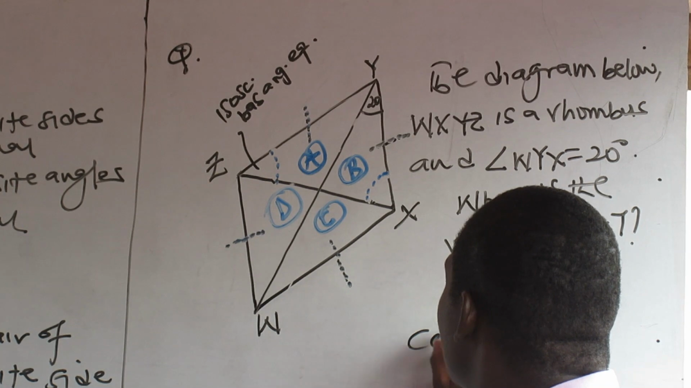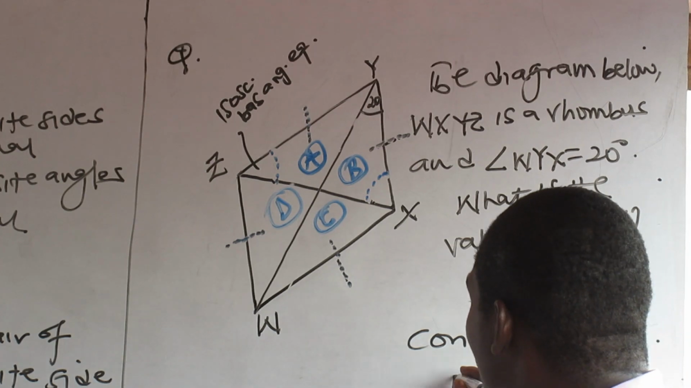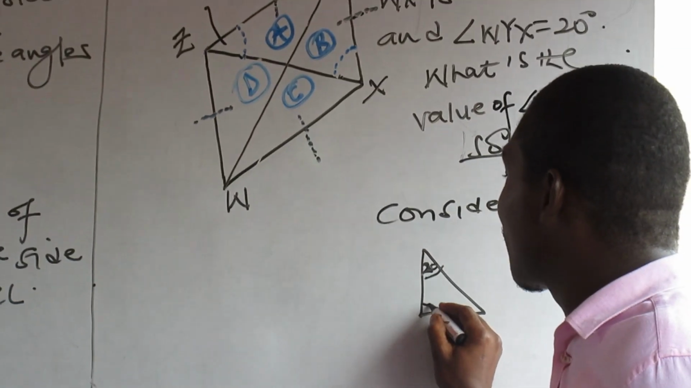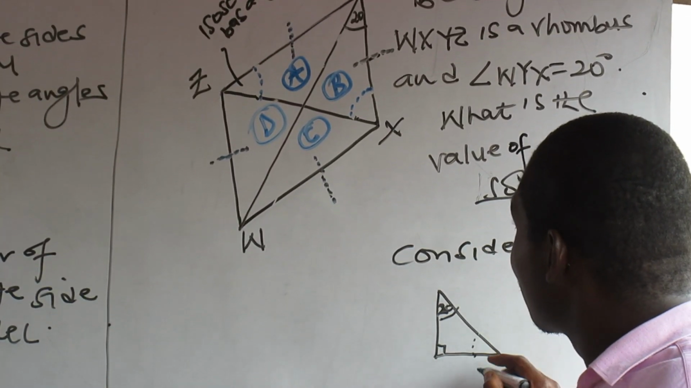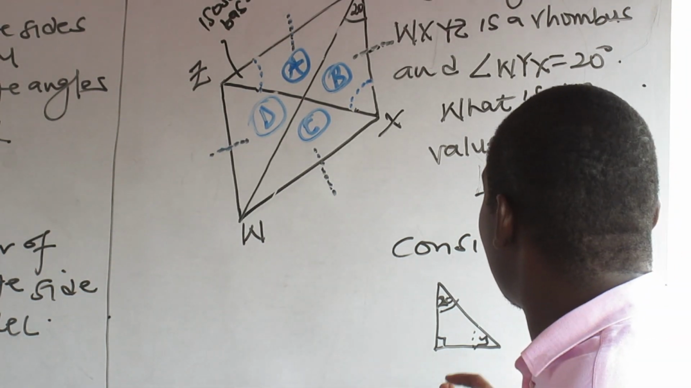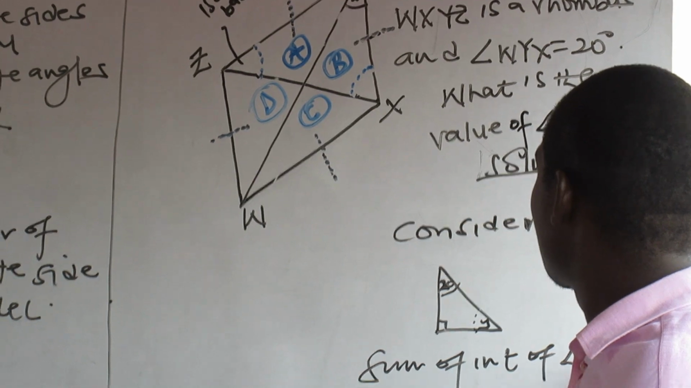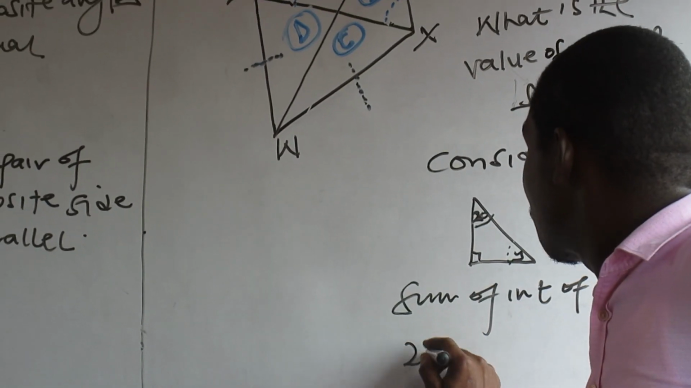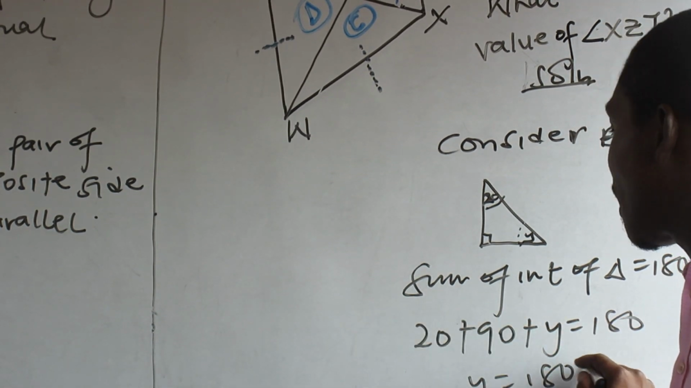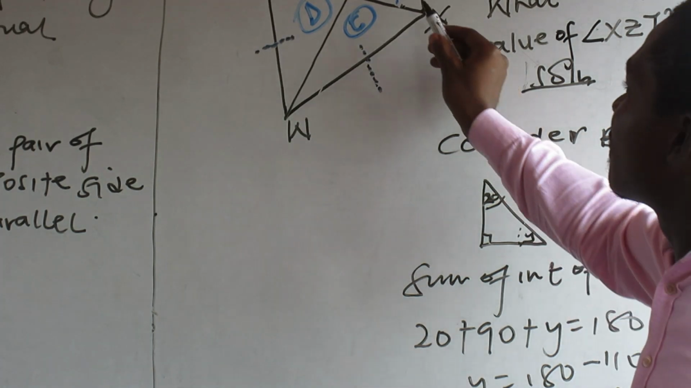Okay. So I can consider triangle B. Why will I consider triangle B? Because I have something here, 20. If I go to A, there's nothing I can do. There's 90. Now I can look for this side, so maybe I can call it Y. Sum of interior angles of a triangle is equal to 180. So 20 plus 90 plus Y equals 180. Y equals 180 minus 110. Y equals 70.